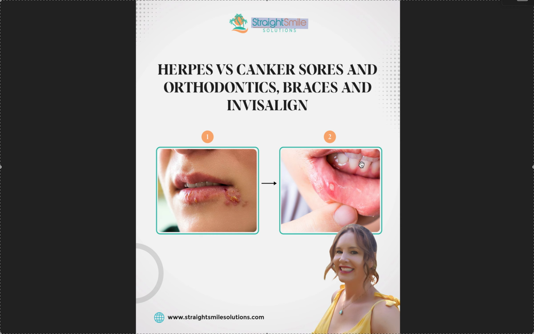Okay, so this is actually not contagious. This is just a little autoimmune thingy that you get. Could be due to friction, spicy foods. That's your canker sore, or another word for that would be an aphthous ulcer.